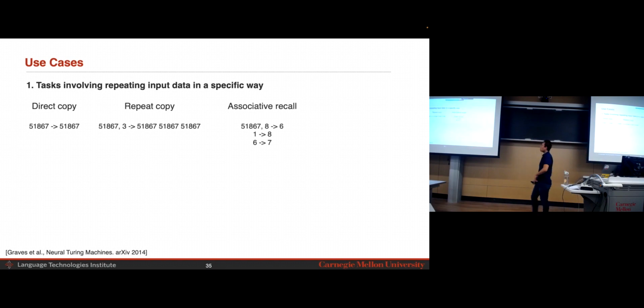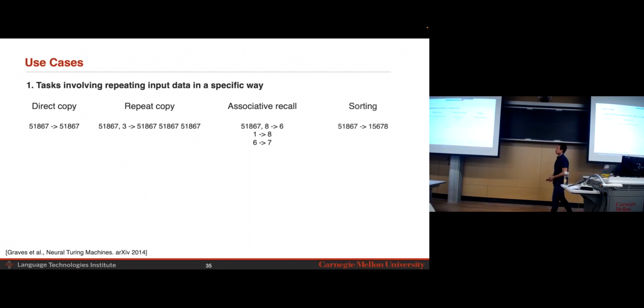Associative recall: if I give you a sequence of numbers, and then I give you one number, you want to find the number after it. So if I give 8, you should give 6, because 6 is after 8. If I give you 1, you should give 8. If I give you 6, you give 7. And this sequence of new inputs comes in afterwards. So again, you have to memorize the initial sequence of numbers so that whenever a query comes in, you can output the next number as the queries come in.